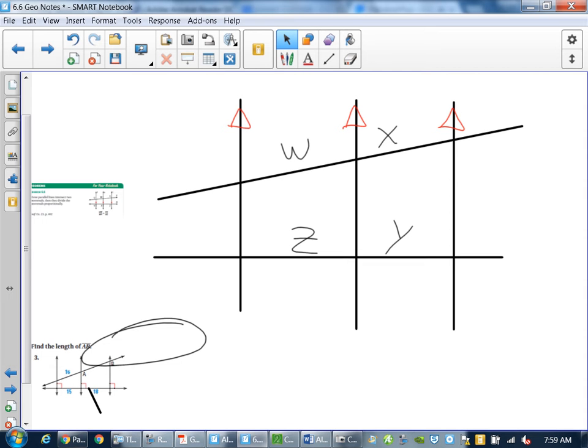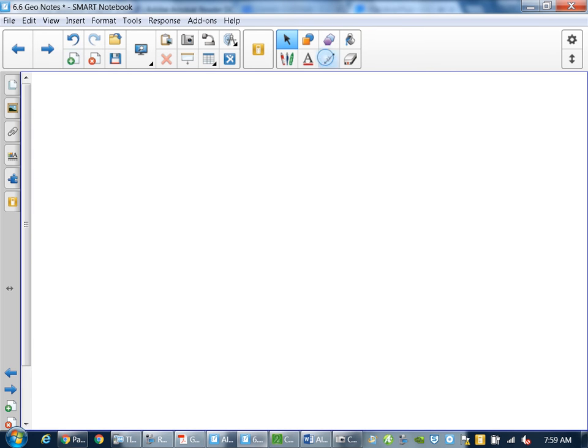Tilt your head sideways. Hey, doesn't that look like a fraction? X over W, Y over Z? If you tilt it the other way, it would be W over X, Z over Y. Yeah, that's all it is. When you have 3 lines that are parallel cut by 2 transversals, tilt your head sideways, and it'll look like this.